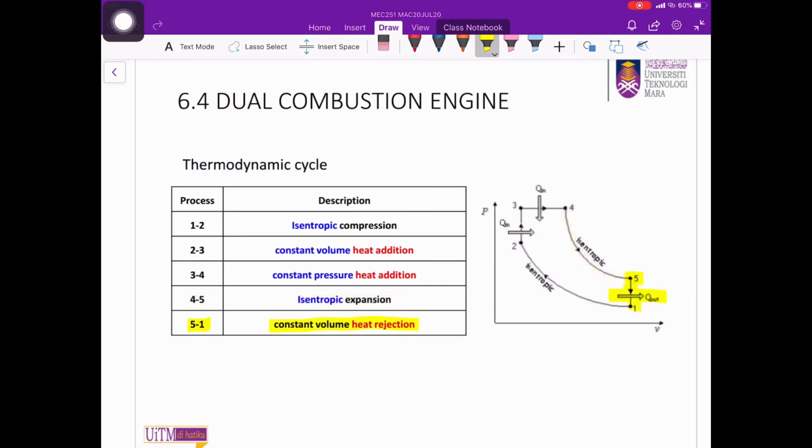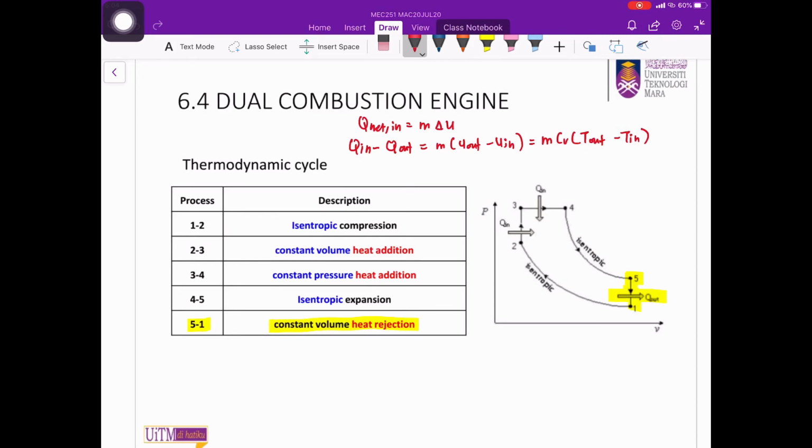For process 5 to 1, it is the constant volume heat rejection process. If we want to find the properties during this process, we can use the relation P1 over T1 is equal to P5 over T5. We can also find the heat that is being rejected during this process.